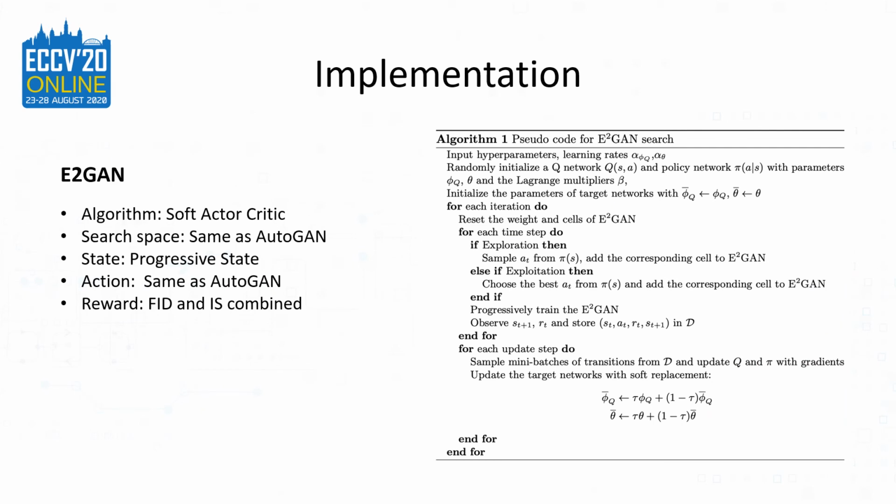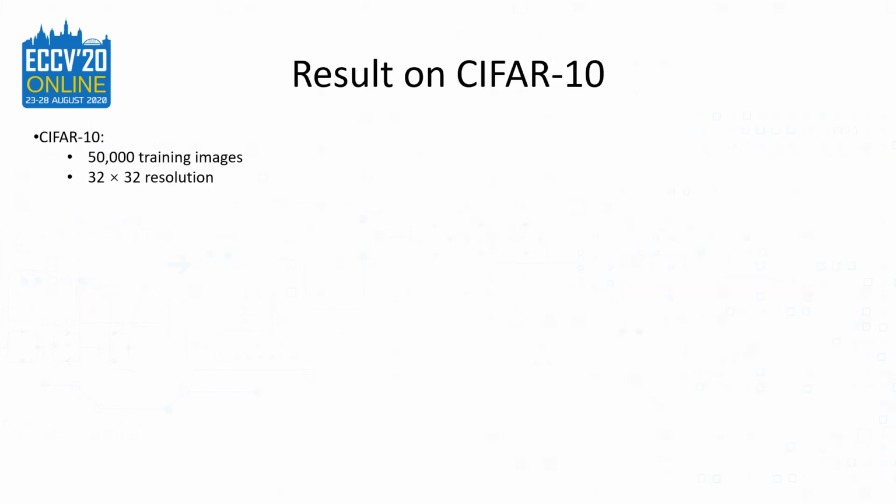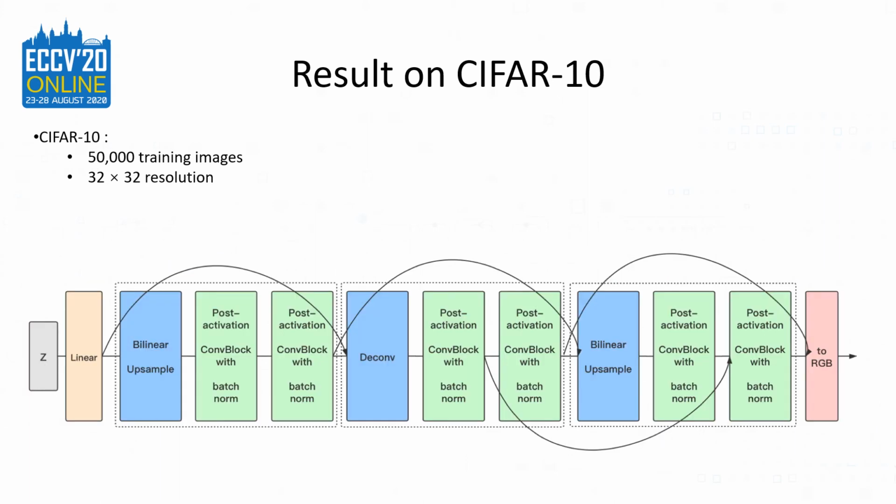Regarding the implementation, to verify the effectiveness of the off-policy framework and to enable a fair comparison, we use the same search space as used in AutoGAN experiments. We adopted the SAC as the off-policy reinforcement learning algorithm. We use the CIFAR-10 dataset to evaluate our framework. We use its training set without any data augmentation techniques to search for the architecture with the highest cumulative return for a GAN generator. So here is the generator architecture discovered by E2GAN on the CIFAR-10 training set.